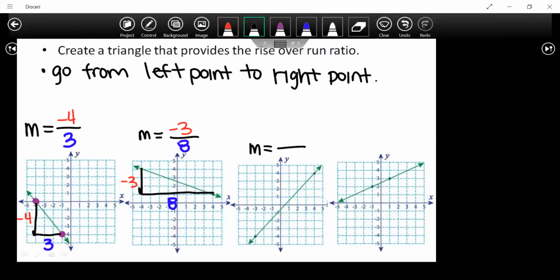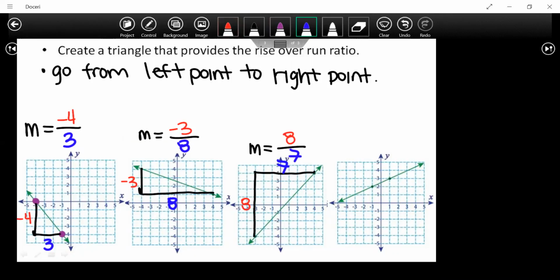Going for my next point. In this case, I'm going to go for my left point. I'm going to go up first and then to my right. So go up and down first, left and right second. How far am I going up? 8. Going to the right by 7.